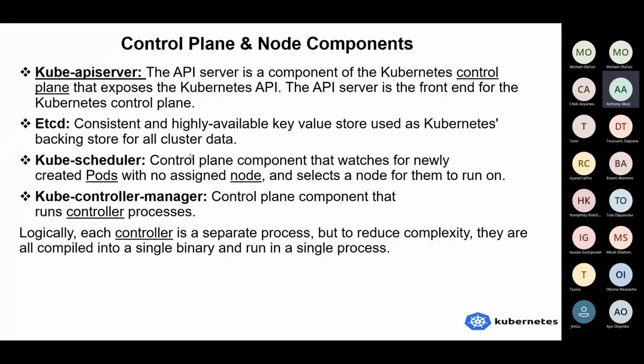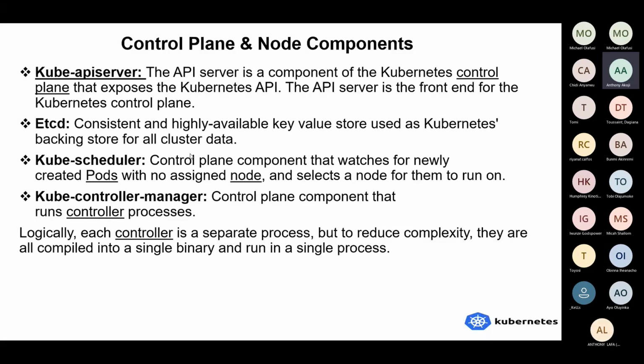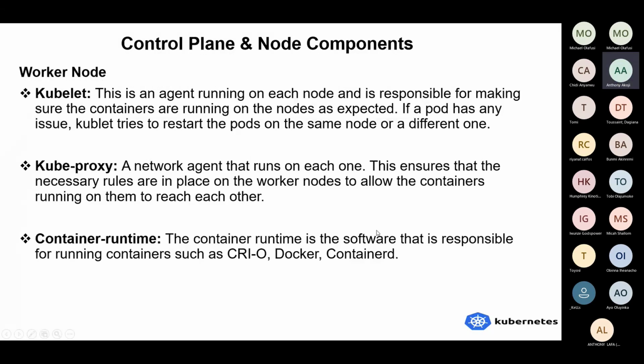So the Cube Control Manager is a component that runs. You need to have something that controls the whole process for your system, and this is exactly what this kube controller manager does. Logically it is like separate processes, but it reduces the complexity and compiles everything into one single binary, one single process. Next, we have worker nodes.